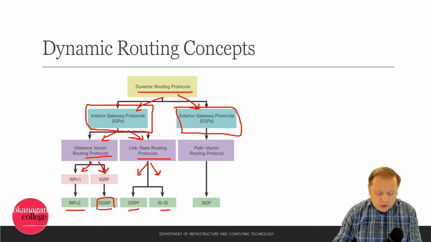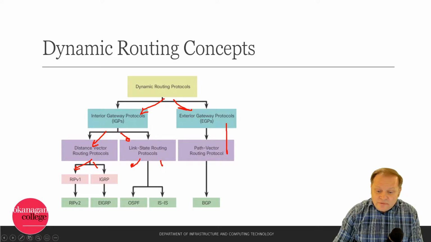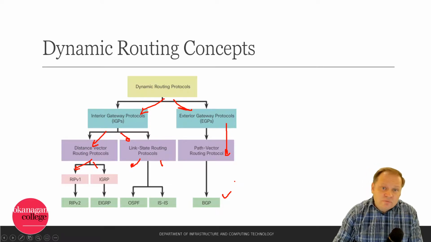So this is a really important chart, and again, breaking them into two: IGP versus EGP, distance vector inside IGP versus link state, and then inside both of these we have our different types of protocols. Our EGP, the only one we're going to really focus on, is this path vector routing protocol called Border Gateway Protocol, BGP, and we won't be having to do much in terms of configuration, but we want to know how that works.